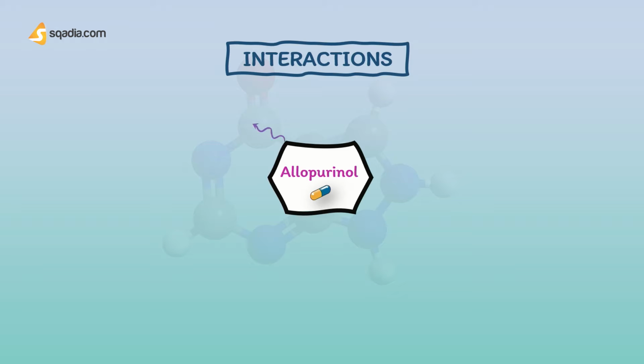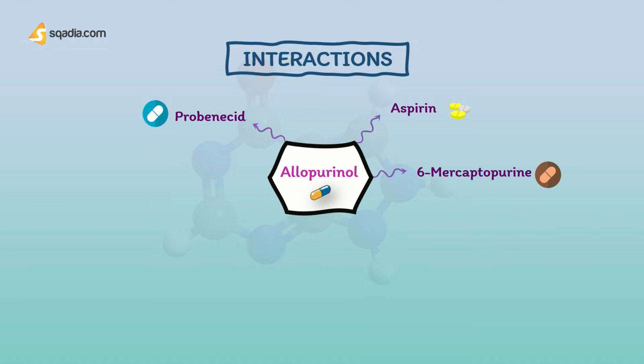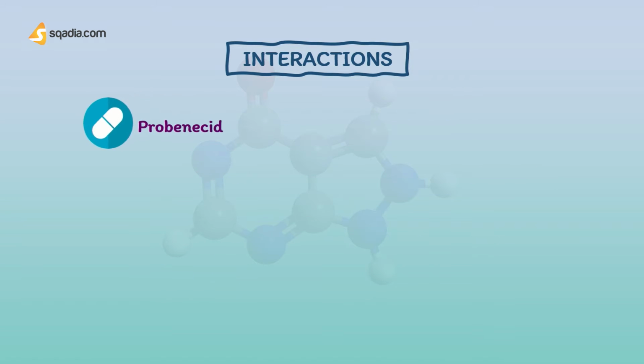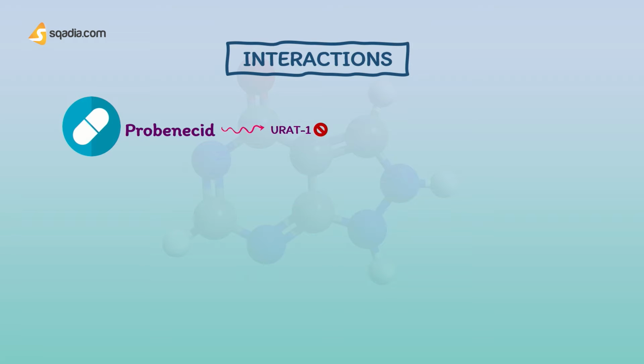Allopurinol is seen to show interaction with probenecid, aspirin, 6-mercaptopurine, azathioprine, alcohol, coffee, and warfarin. Firstly, we are going to be talking about probenecid. Probenecid is a urate transporter inhibitor, or you can say URAT1 inhibitor, that will inhibit the tubular reabsorption of oxypurinol. Remember, oxypurinol is the active metabolite of allopurinol. That's how oxypurinol level decreases in our body.